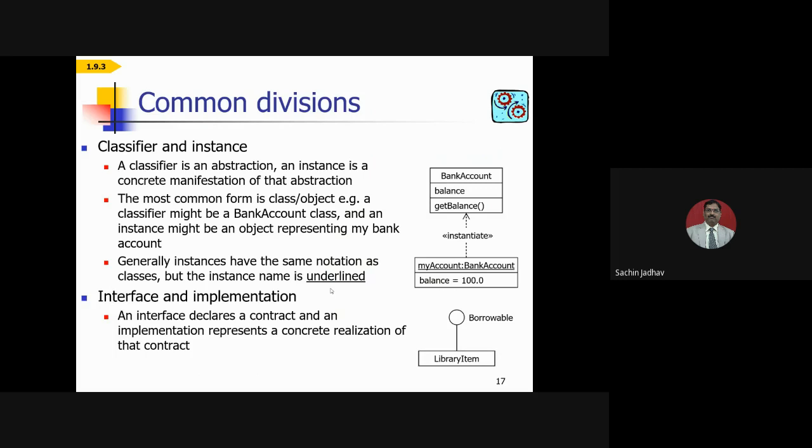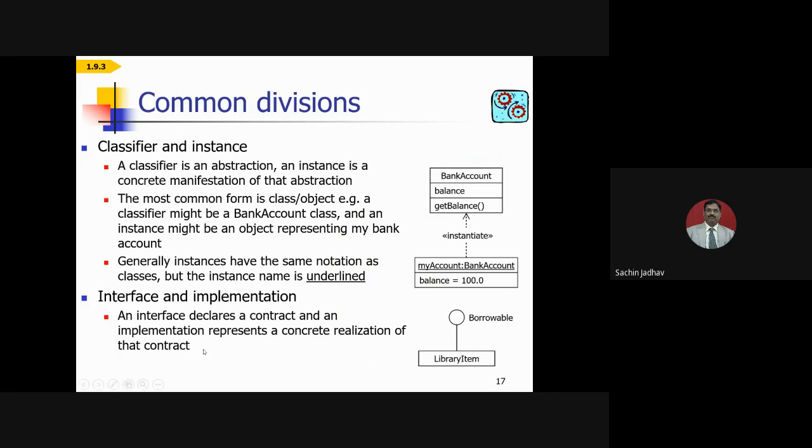So instances have the same notations as classes, but the instance name can be specified with an underline. For example, here in bank account, my account is underlined, right? Okay, and an interface can also be shown with the help of the lollipop symbol. There are two types of interfaces: required interface and provided interface. So this is exactly the provided interface symbol. The library item is getting provided, right? So borrowable is the interface.